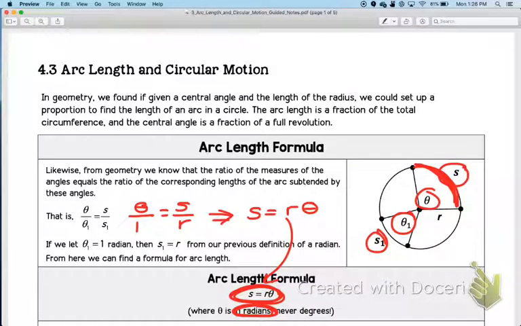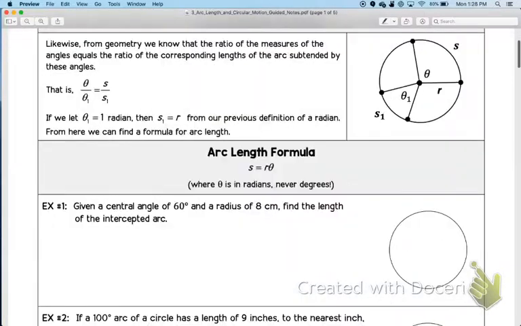Because if it's in degrees, then we have to do degrees over 360 to figure out our fraction of it, and then multiply it by 2 times pi times r. But it's much more simplified if we just do radius times our central angle in radians. So that's why we have to be able to convert back and forth between radians.